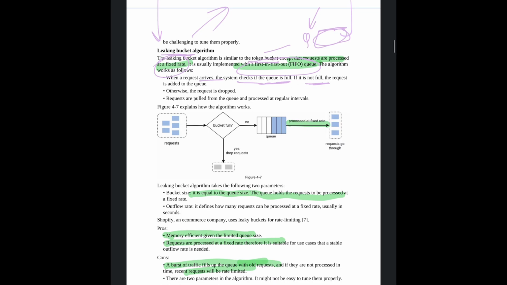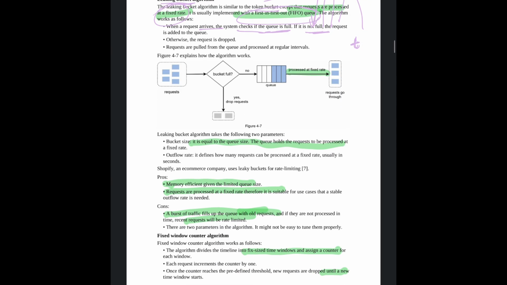Now, at regular intervals, it takes the requests one by one and processes them. So essentially, for a particular timestamp t, for 1 second, it will just process this number of requests that are in the queue. So essentially, there would be an upper cap on the number of requests that are processed. So it takes two parameters. One is equal to the queue size. So here the bucket is our queue.